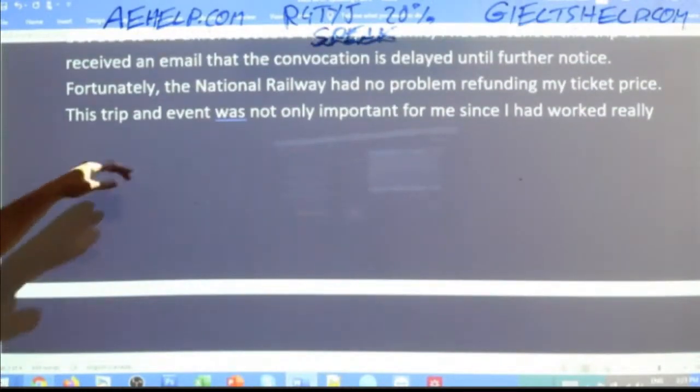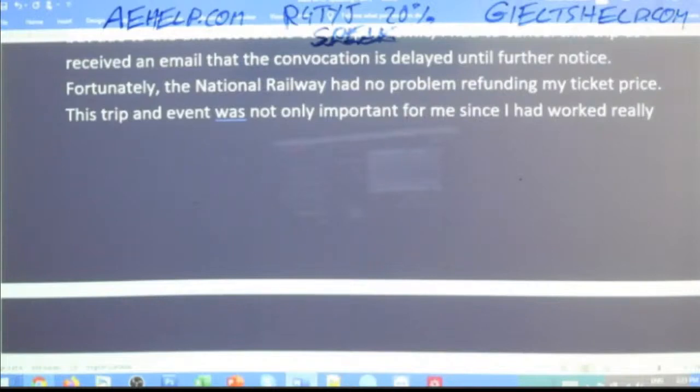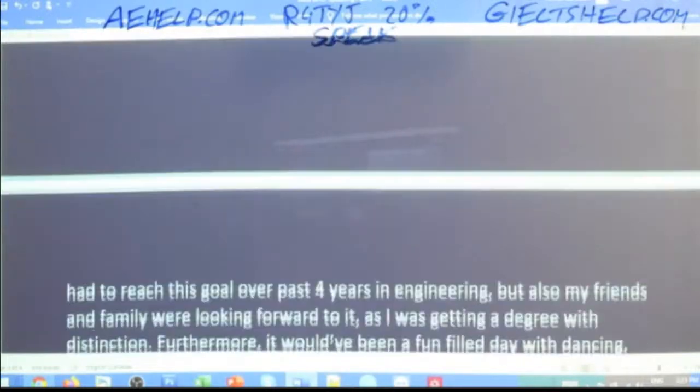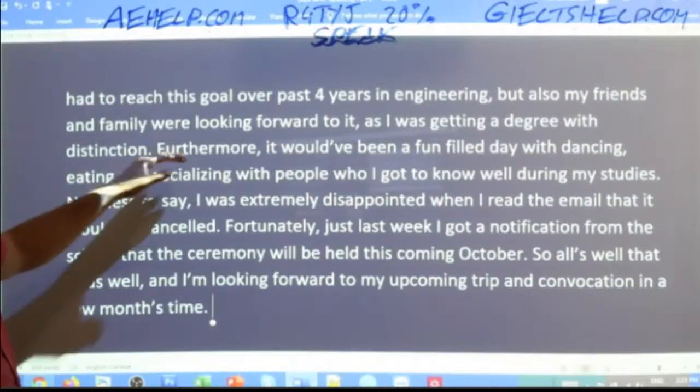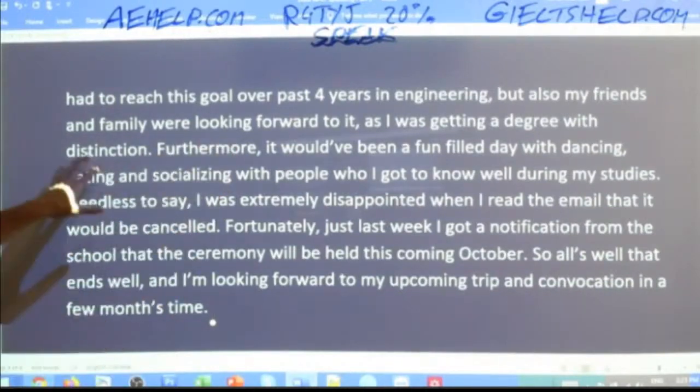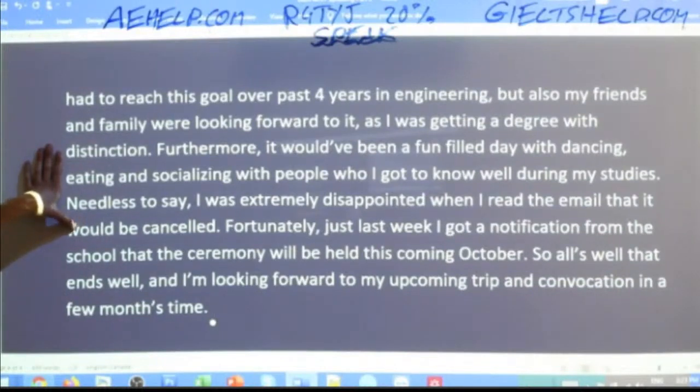The trip and event was not only important for me since I'd worked really hard to reach this goal over the past 4 years in my engineering department, but also my friends and family were looking forward to it as I was getting a degree with distinction. Furthermore, it would have been a fun-filled day with dancing, eating, and socializing with people who I got to know really well during my studies.